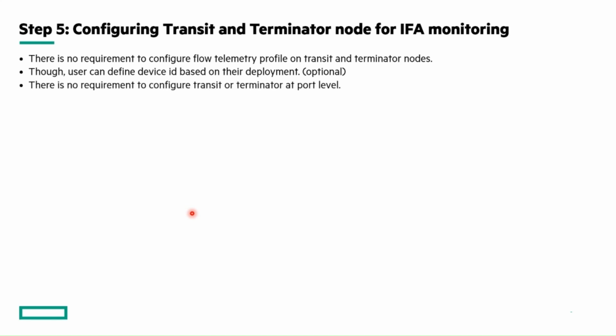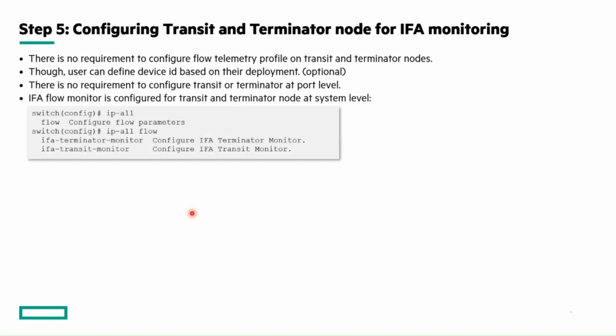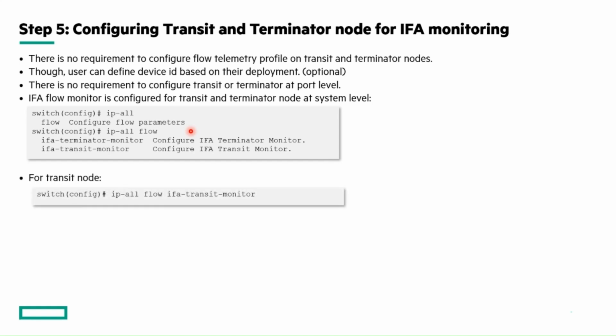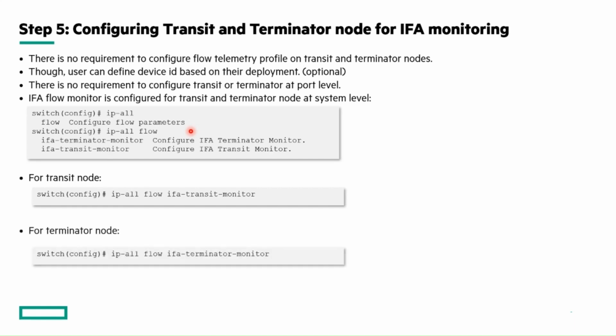There's no requirement to configure transit or terminator at port level because it is only allowed to be configured at system level. The IFA flow monitor for transit and terminator is configured at system level and can be achieved by this command. So you will use IP all, which marks all types of IP flows, and then you can choose either a terminator monitor or a transit monitor. If you want to make it a transit node, you will go with transit, and in case you want a terminator node, this is what you will be doing. Again, the no version of the above commands will remove the active flow monitors.